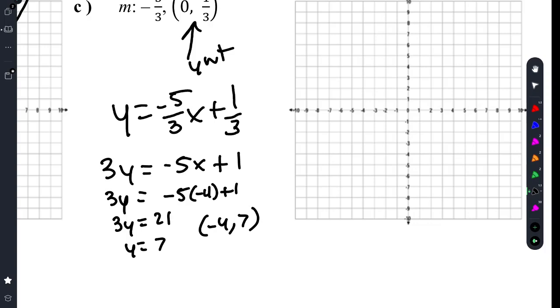So go to (-4, 7), put a dot there, and then just follow the slope. What is it? Down 5? 1, 2, 3, 4, 5, 1, 2, 3. Dot there, and there we go. Yeah?